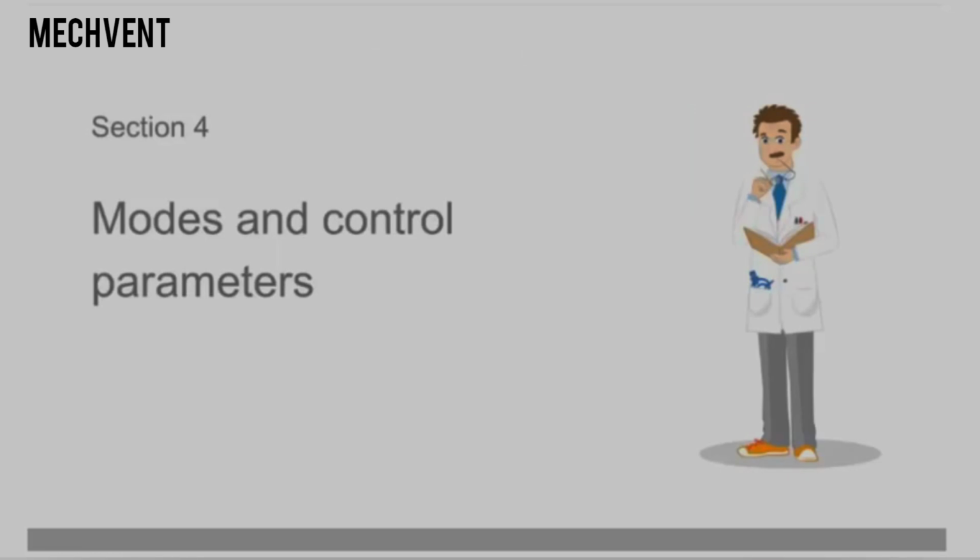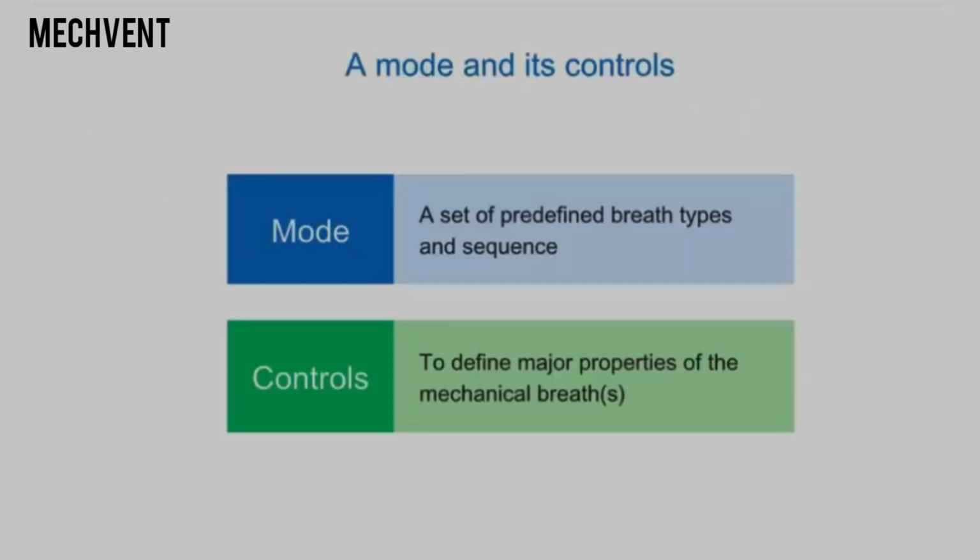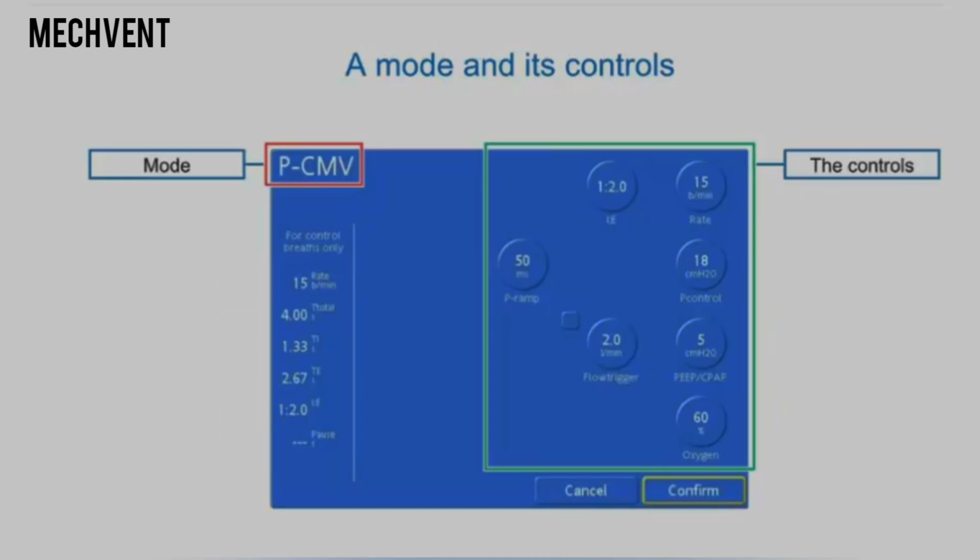Modes and control parameters. Control parameters, or simply controls, are another category of ventilator settings. Modes are designed to define the breath type and sequence, while controls define the main properties of the defined breaths, including triggering, cycling, controlling, targeting, baseline pressure and FiO2. Every mode has a unique set of controls.